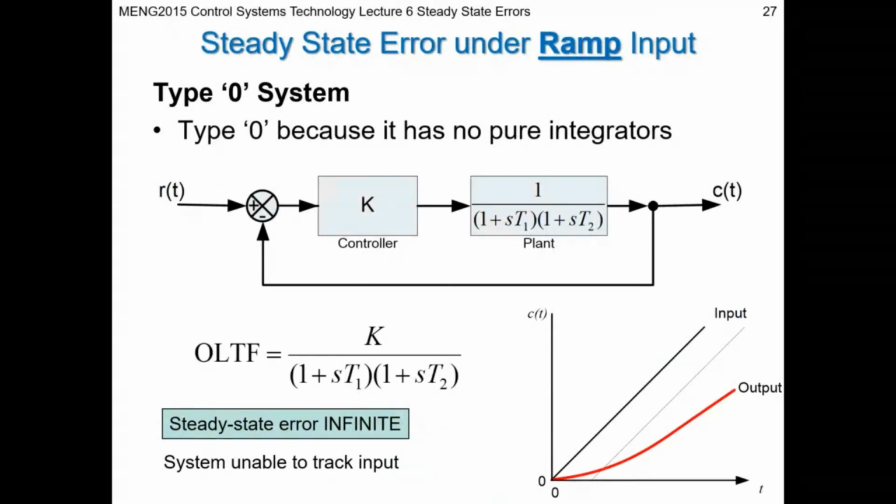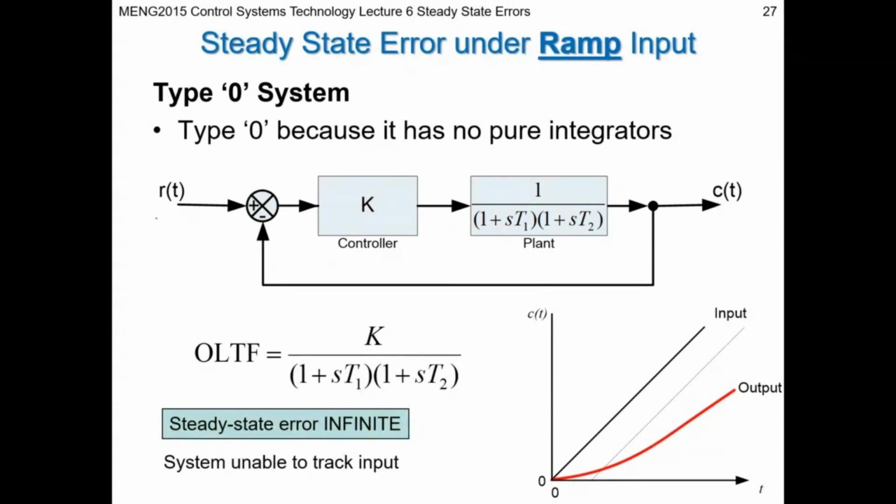So let's look at steady state error under a ramp input. If we have a ramp input and a type 0 system, there are no pure integrators, of course. This is looking again at the same system we looked at earlier for a step input, but now this is our open loop transfer function, no pure integrators. If this is our input, the black line, the red line is our output, and you can see over time it's getting further and further away from our input, so our steady state error, in other words, is infinite. It's just going to continue to grow and grow because the system is unable to track the input.